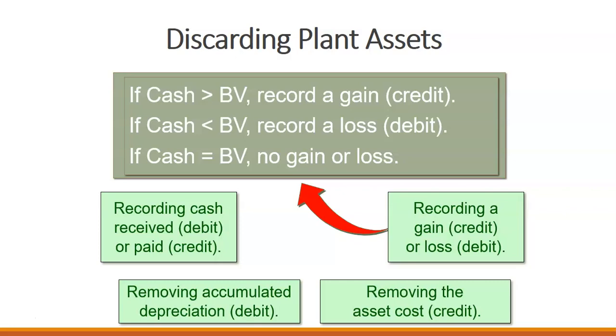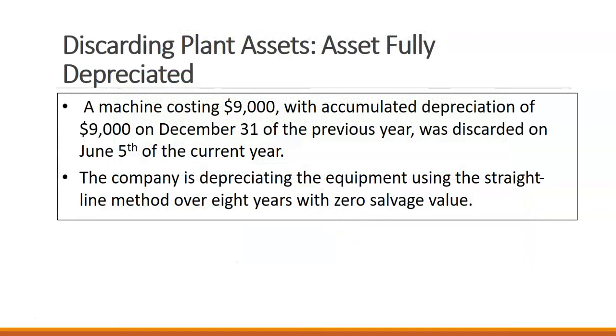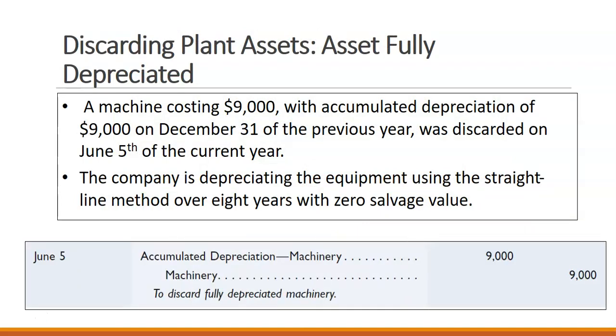So we're going to look at some examples of discarding of plant assets. First we have a fully depreciated machine. The machine cost $9,000, and we have accumulated depreciation of $9,000. So we have a zero salvage value on this machine. We discard it. We were depreciating using the straight line method over 8 years and have a zero salvage value. So when we discard this piece of equipment, all we have to do is remove the accumulated depreciation and remove the machinery from our records.